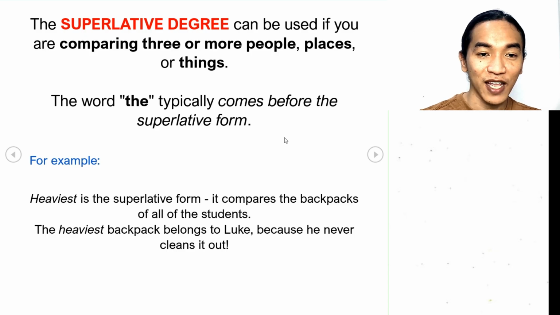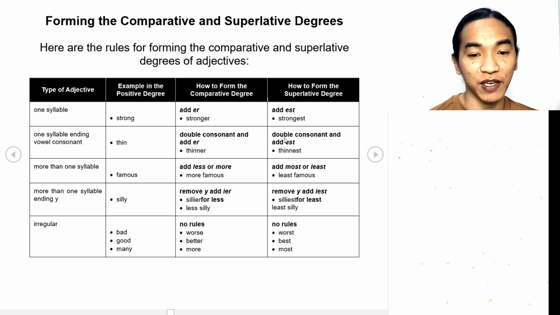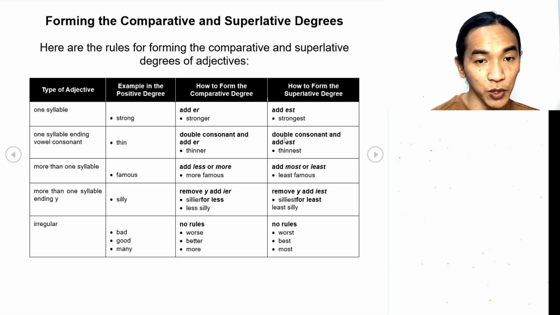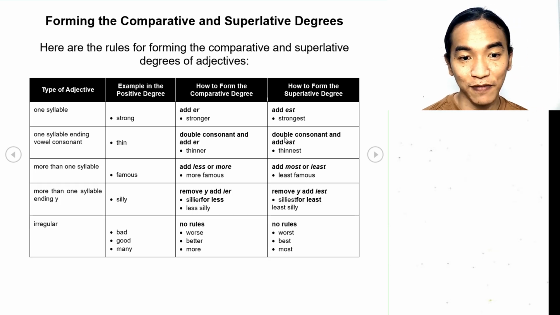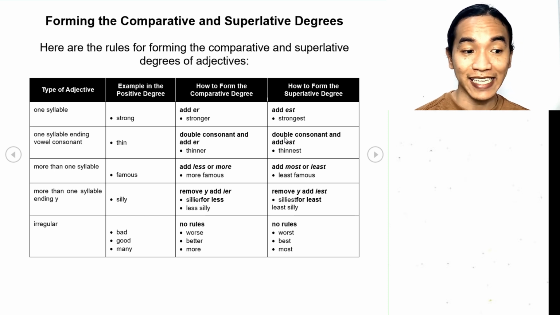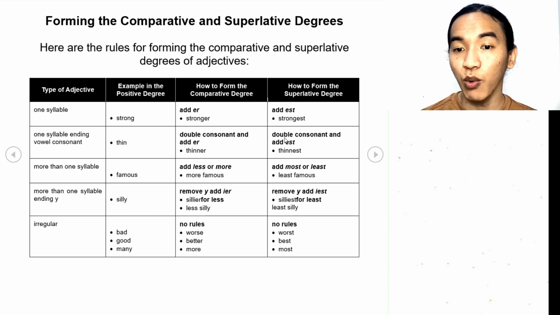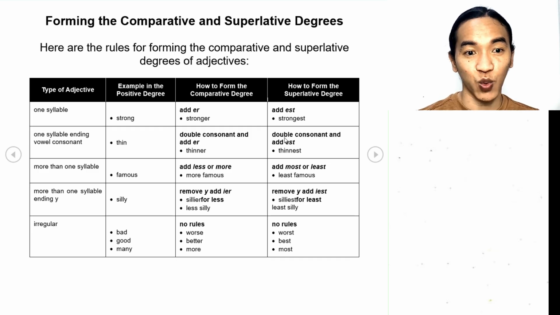All right. Now, forming the comparative and superlative degree follows certain rules. Here are the rules for forming the comparative and superlative degrees of adjectives. For a one syllable adjective, for example, strong, how do we form the comparative degree? You add er, so it becomes stronger. For the superlative, you add est, so it becomes strongest.